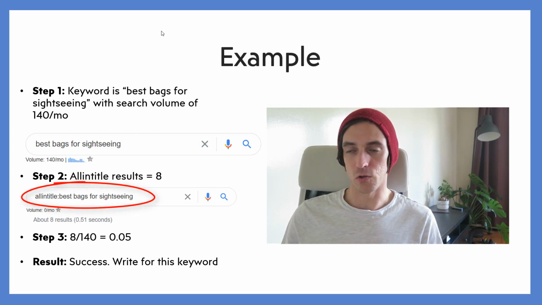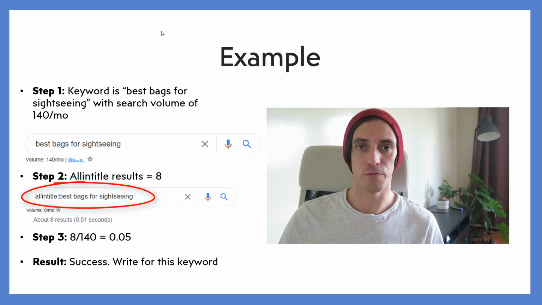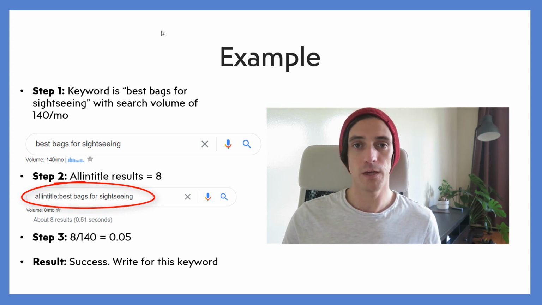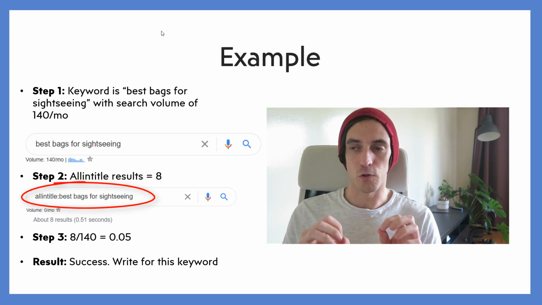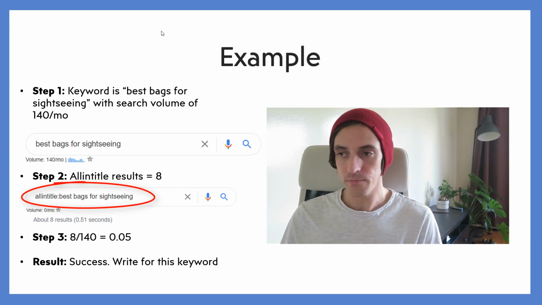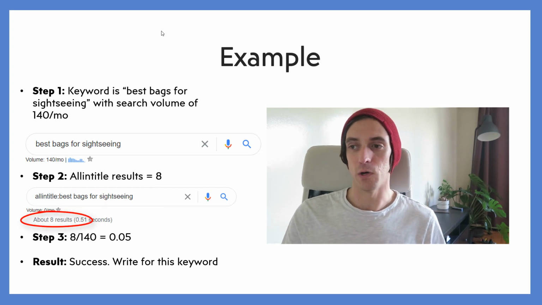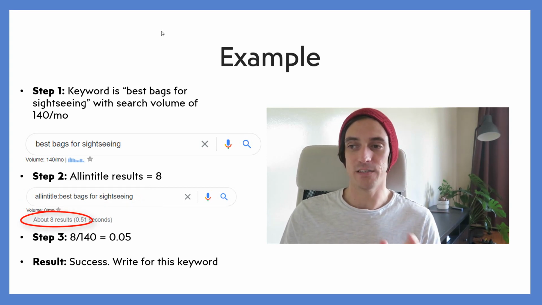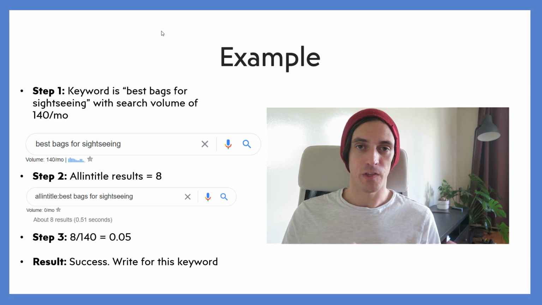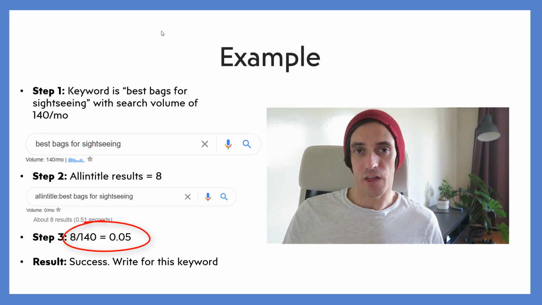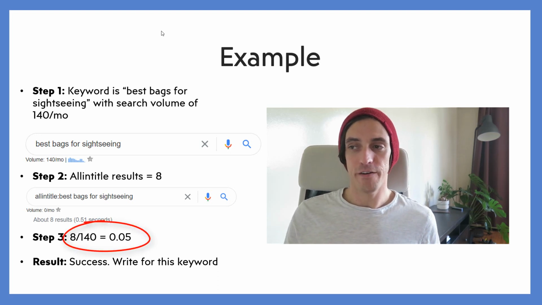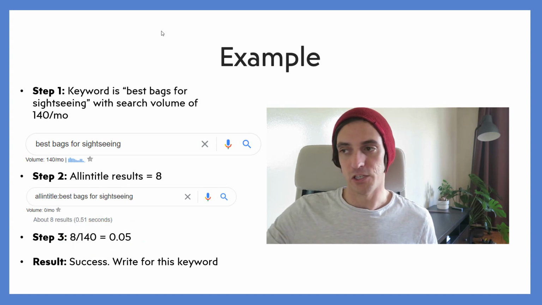Just do that all-in-title search on Google, and that'll eliminate all of the results on Google to only results that have all of those words in the title. And then once you've done that, you can see here that there's 8 results underneath once I do that search. So it's 8 divided by 140. The answer is 0.05. That's less than 0.25. Therefore, supposedly, it is low competition.